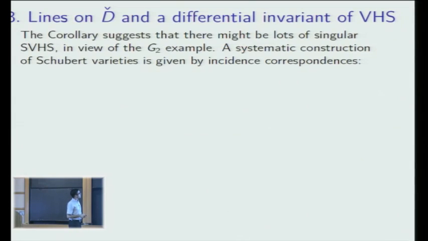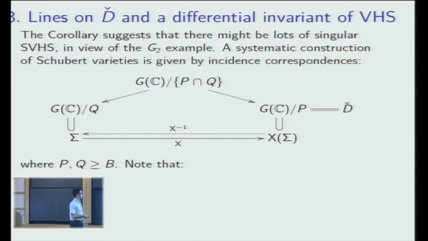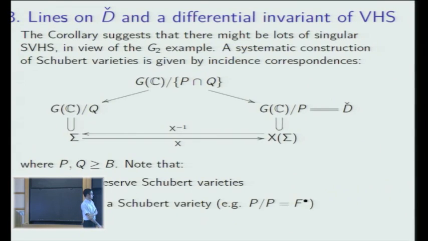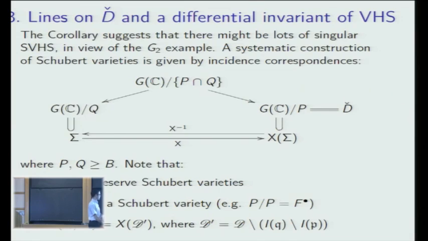So a systematic construction of Schubert varieties, and in particular of singular ones, is given by the incidence correspondences shown here, which are sometimes called Tits correspondences. So you have two parabolics standard with respect to the same Borel, and we note that these operations, x and x inverse, preserve Schubert varieties. A point is a Schubert variety, so P mod P is our F dot on the right-hand side. And x of the point Q mod Q recovers the previous construction of Schubert varieties from sub-Dynkin diagrams.